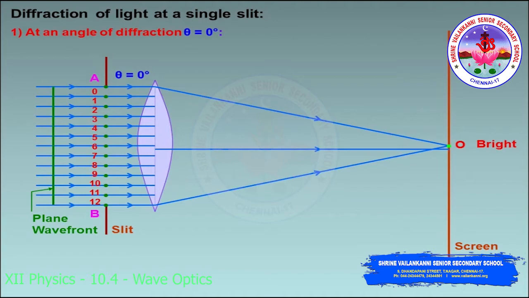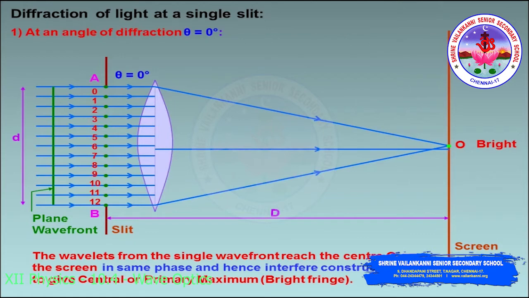Since the angle theta is 0, all path differences are 0. Hence all the parts of the slit contribute in the same phase, and it gives the maximum intensity at the point O. Through this experimental observation you can understand that the intensity has its central maximum at theta equal to 0, right?